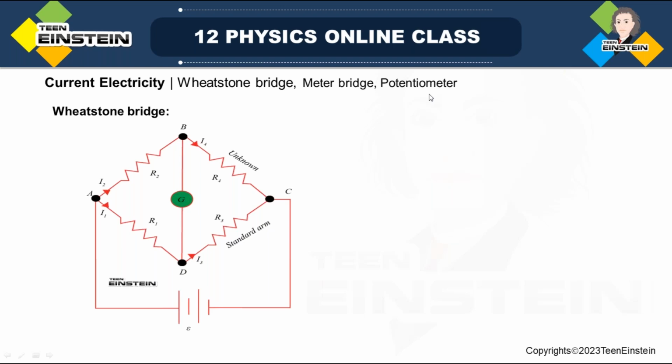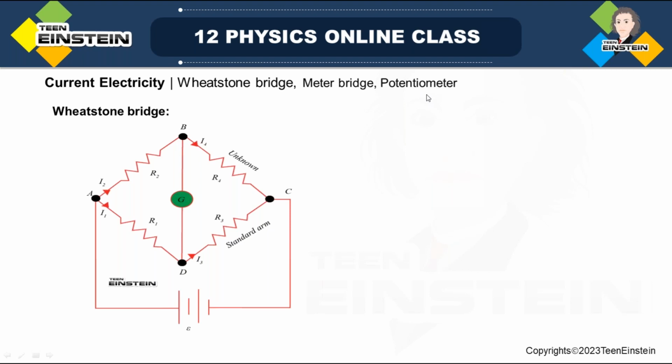So these three instruments we'll discuss, and to analyze the circuit and all, here we need Kirchhoff's law. That's why it is very useful to use Kirchhoff's law here to solve the complicated circuits. So we'll do the application part of Kirchhoff's law today in this Wheatstone bridge. A meter bridge works on the principle of Wheatstone bridge, and potentiometer also, we'll be analyzing using Kirchhoff's law.